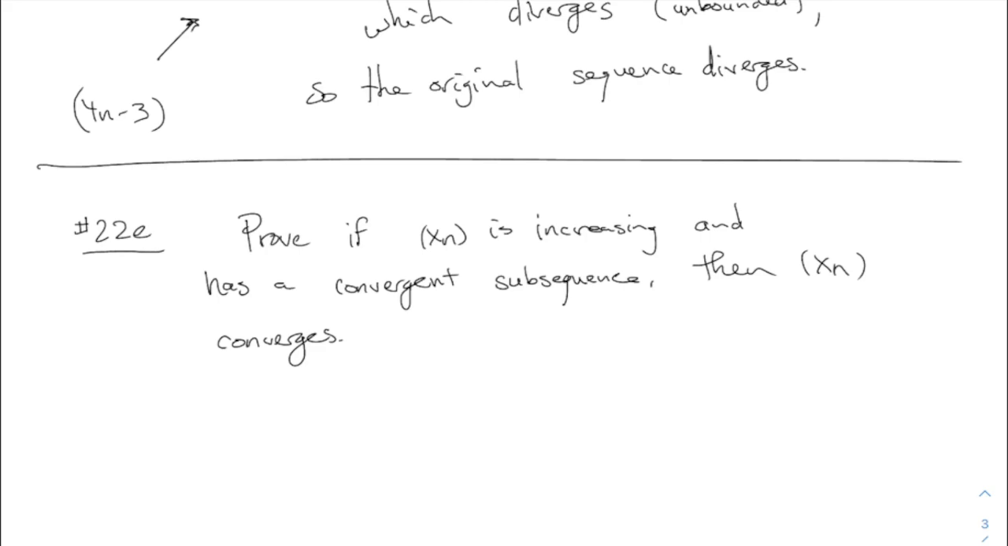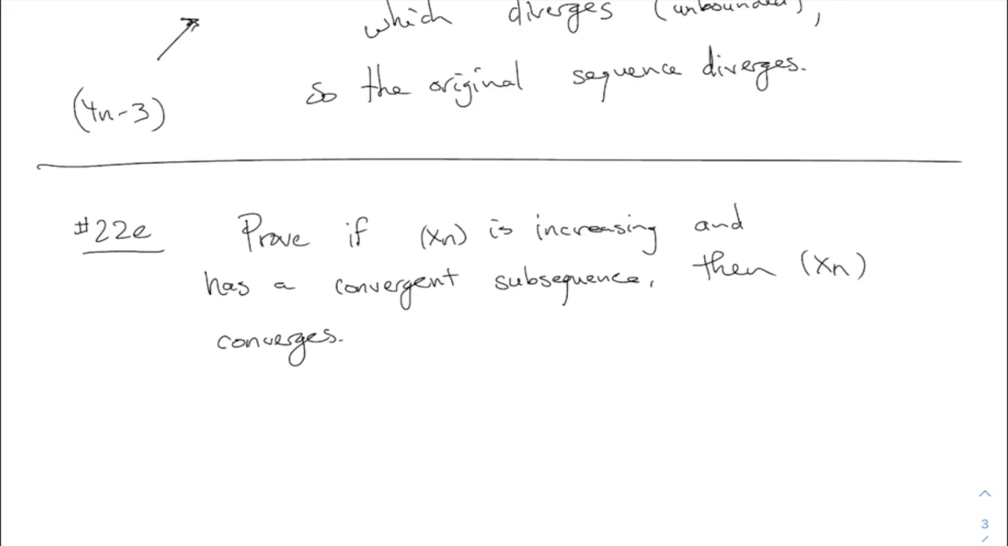When I look at this, I see increasing, and I'm trying to show that it converges. This makes me think of the monotone convergence theorem, which is what we talked about last week: if it's monotone, that is to say either increasing or decreasing, and bounded, then it converges, all right? Now, I'm given that it's increasing here. I have to conclude that it converges. So maybe we could show that it's also bounded, and then that automatically means that it converges.